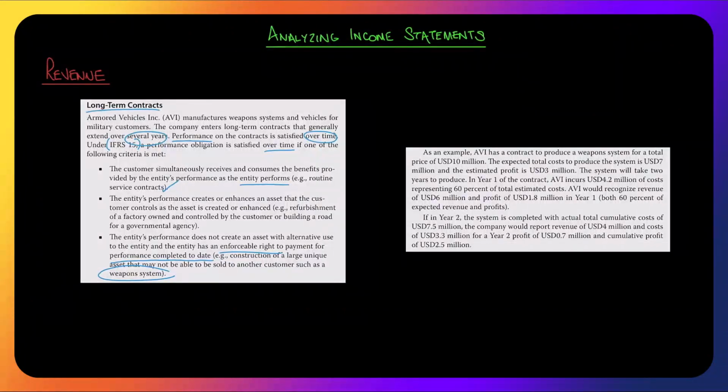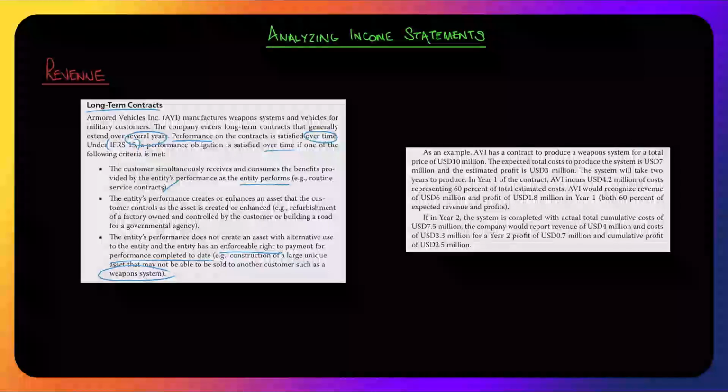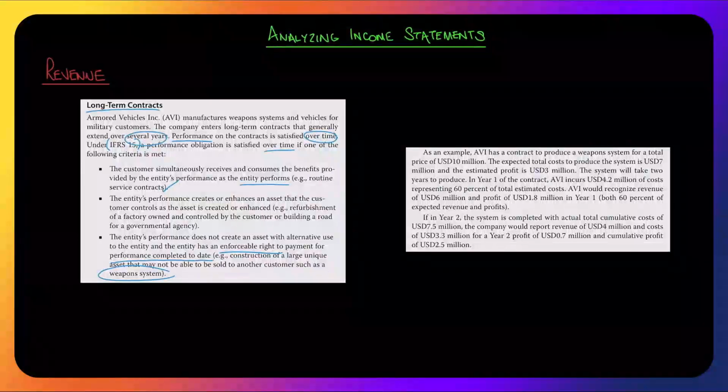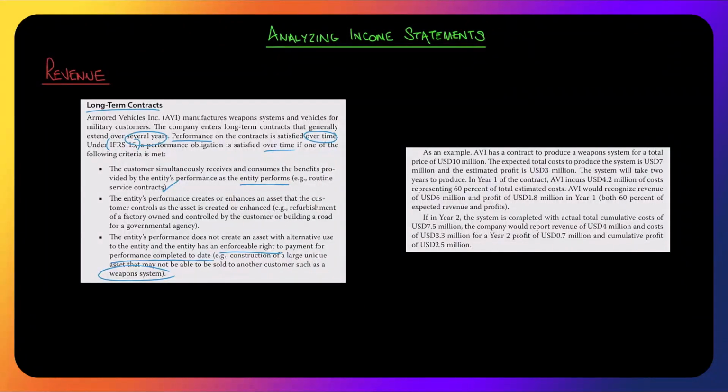Once I'm 30% of the way through, you owe me this much. Once I'm 60% of the way through, you owe me this much, and it's enforceable. In that case, I can recognize revenue.